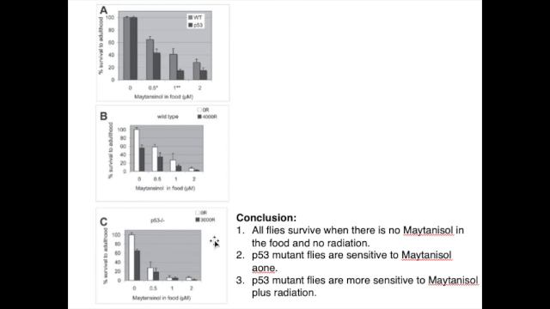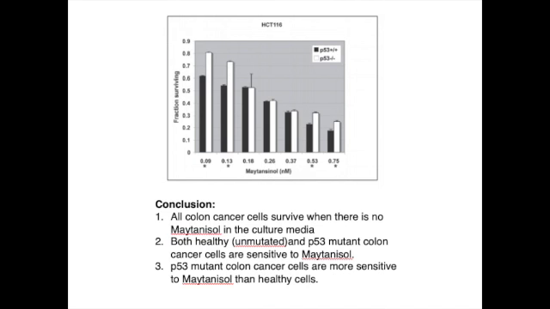The p53 mutants, when they're exposed to the combination of metanosol and radiation, are very, very sensitive to it. In other words, a very low dose of metanosol is effectively killing all of them. So this is really exciting. It means that this might work in a cancer cell.